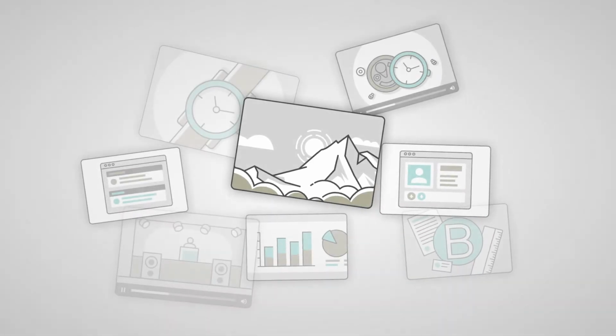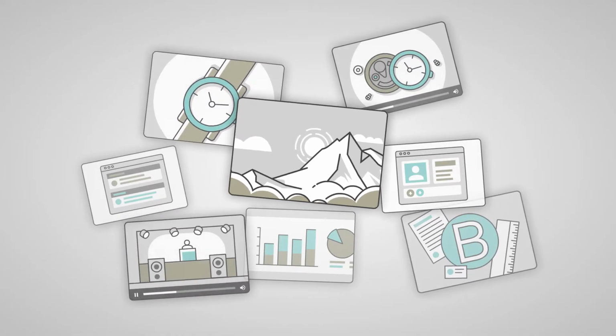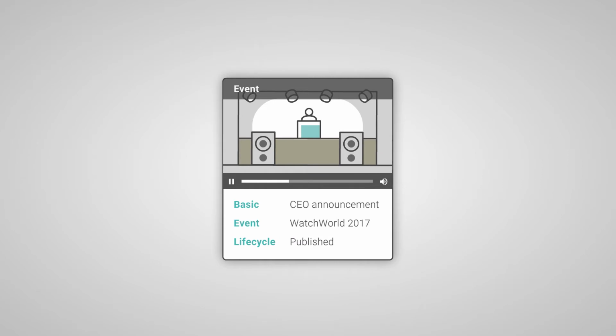Each piece of content is unique and requires different metadata for being properly described and found. Metadata can categorize content type and purpose, such as stock imagery used for general illustrations or event video, which is supposed to document what happened.